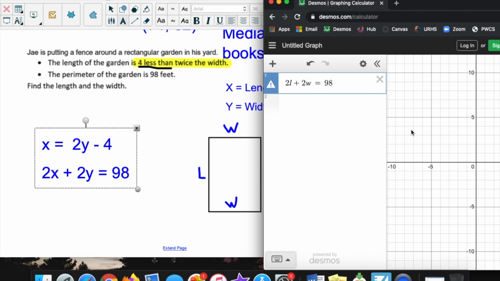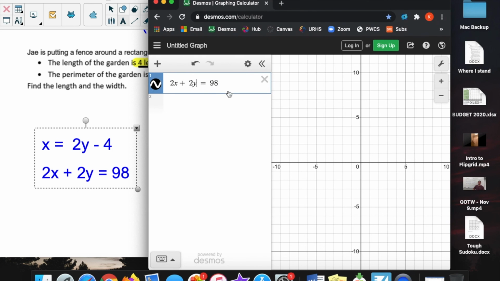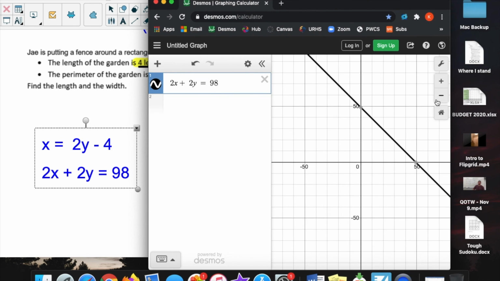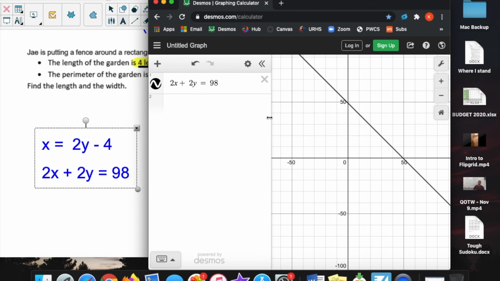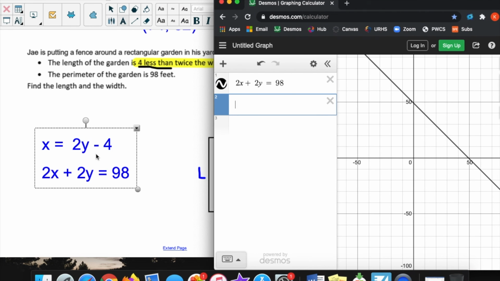So that's why I think it's important, especially if you're using Desmos, to get that. If you're just doing it by hand, then you could use the letters L and W. So now you can see the exclamation point is no longer there. You might just have to zoom out a little bit, but yes, there's my line right there. And then again, I flipped these around. I did this one first, and that's fine. X equals 2y minus 4.